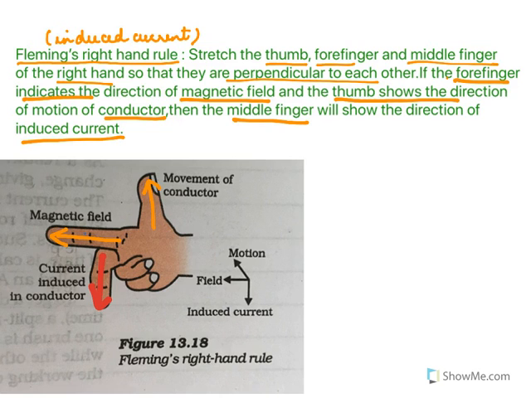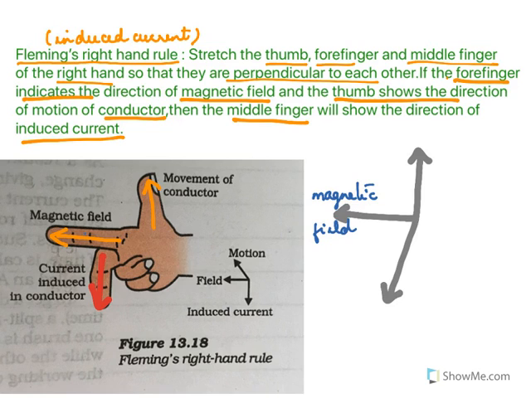So if you have the magnetic field in this direction and the conductor is moving upwards, you'll find the current is induced in this direction. So the right hand rule shows the direction of induced current. If you remember the left hand rule, it shows the direction of the force when a current carrying coil is placed in a magnetic field.